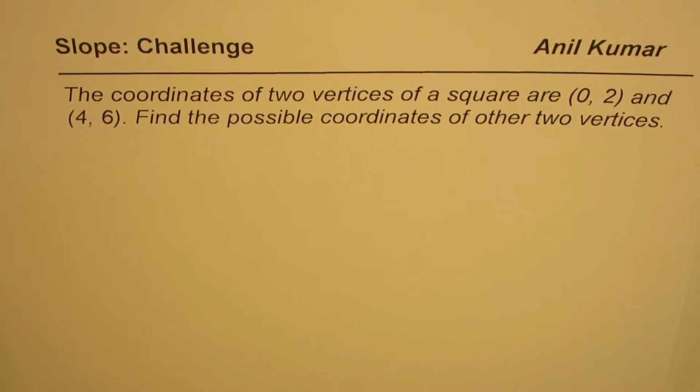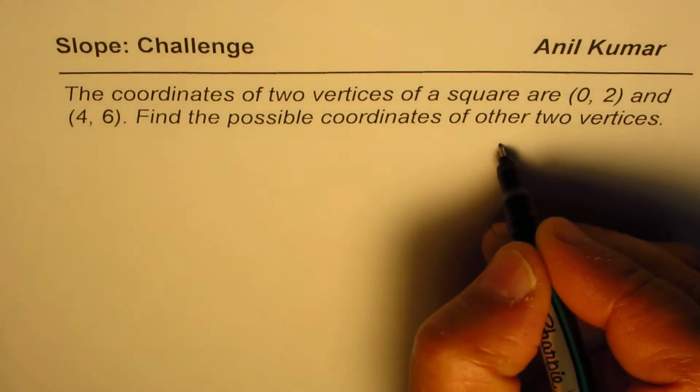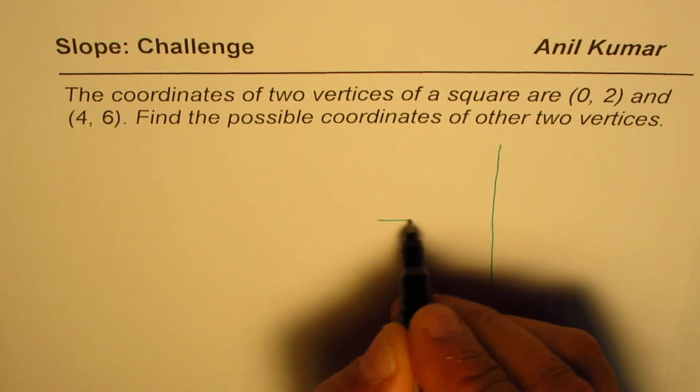The question here is, the coordinates of two vertices of a square are 0, 2 and 4, 6. Find the possible coordinates of the other two vertices. Let me sketch this and then explain the question.